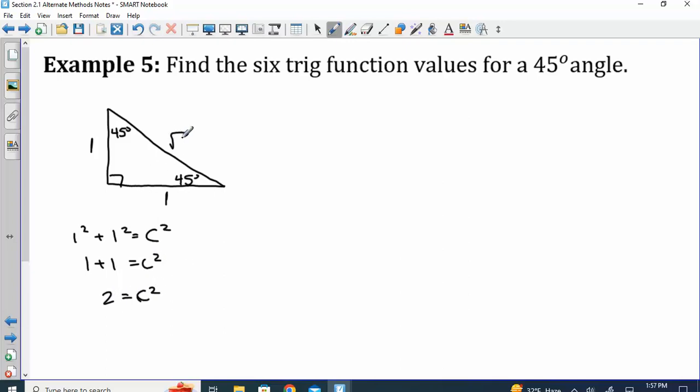So this missing side is the square root of 2. So we need to pick one of our 45-degree angles, doesn't matter which one we view from. So if I want the sine of 45, opposite over hypotenuse, 1 over the square root of 2, which gives us square root of 2 over 2.